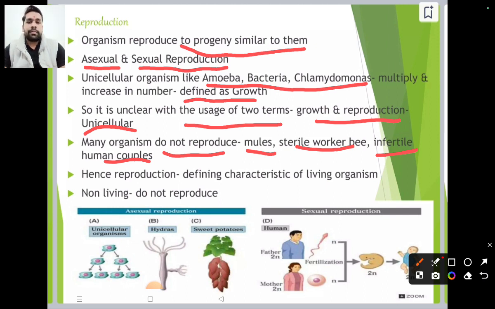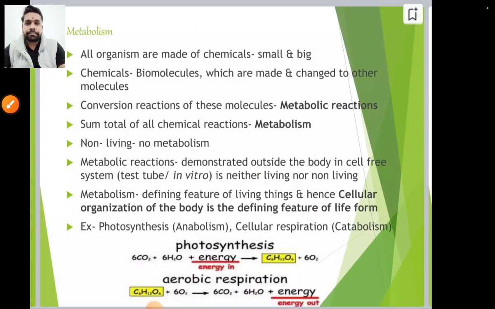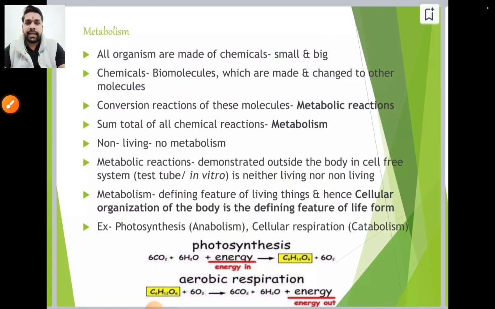Now, but reproduction is not seen in non-living organisms. So here I can say reproduction is the defining characteristic of living organisms, because non-livings do not reproduce. Clear? Hence, reproduction can be considered as the defining characteristic of living organisms. Now moving on to the next characteristic of living organisms, that is metabolism.